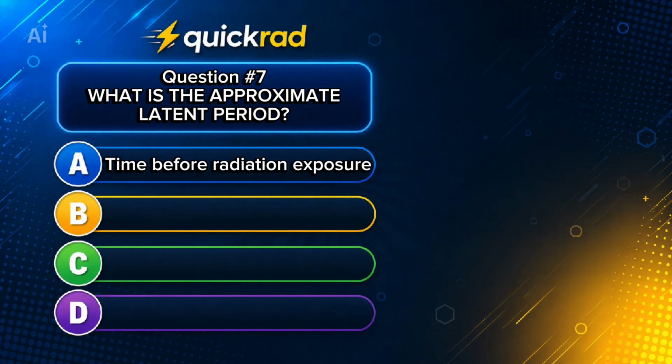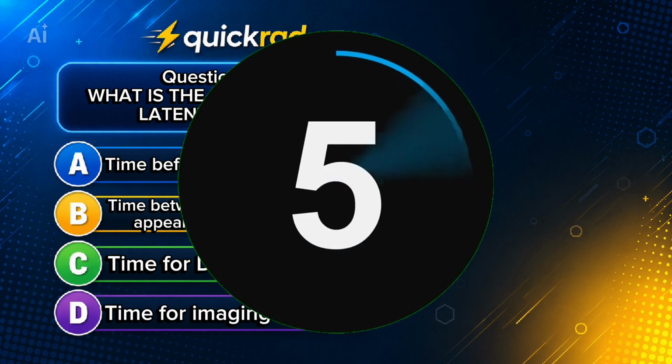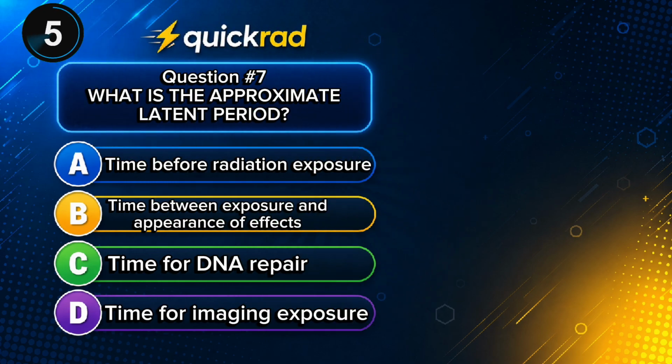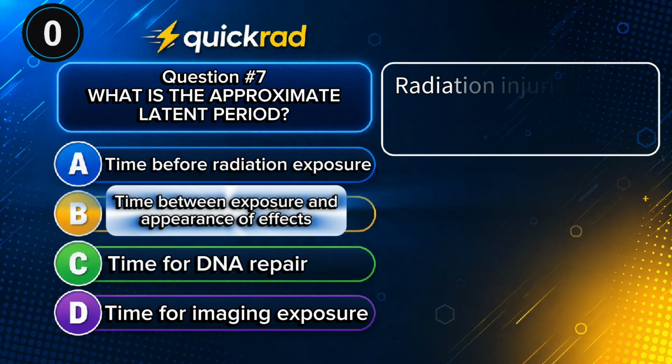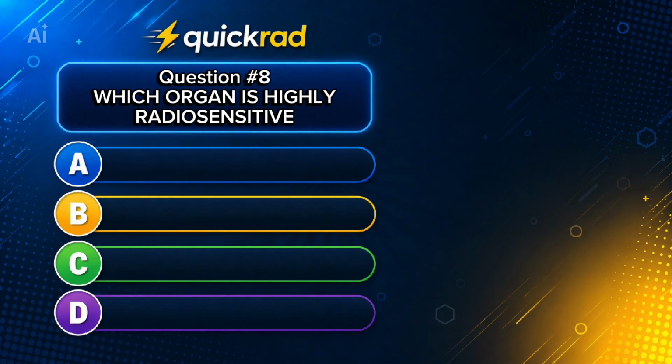Question 7. What is the approximate latent period? Correct answer B. Time between exposure and appearance of effects. Radiation injuries may take time before clinical signs appear.